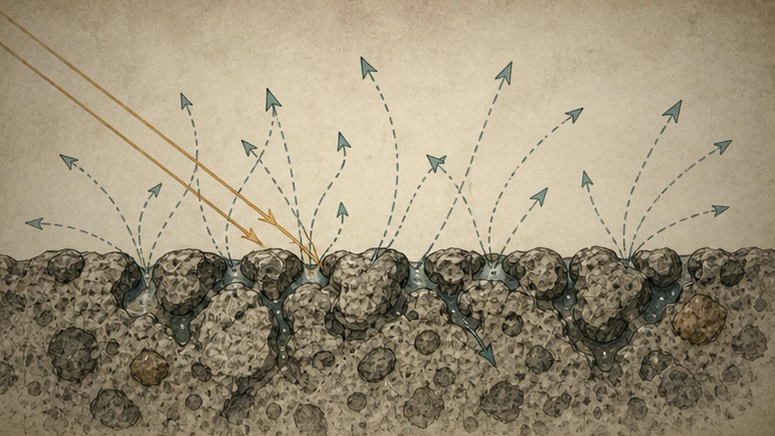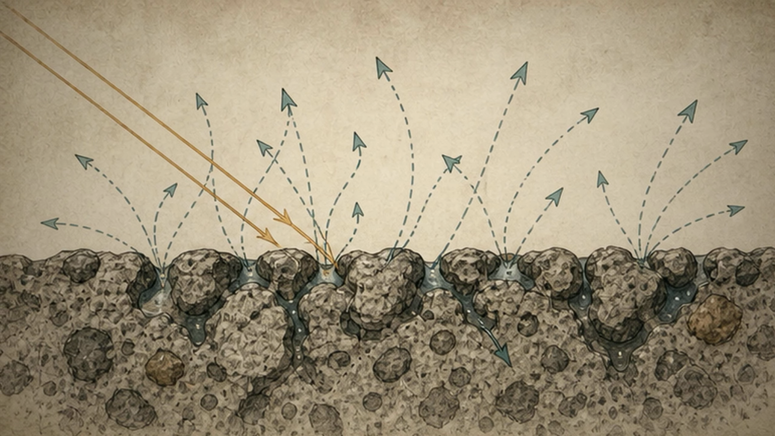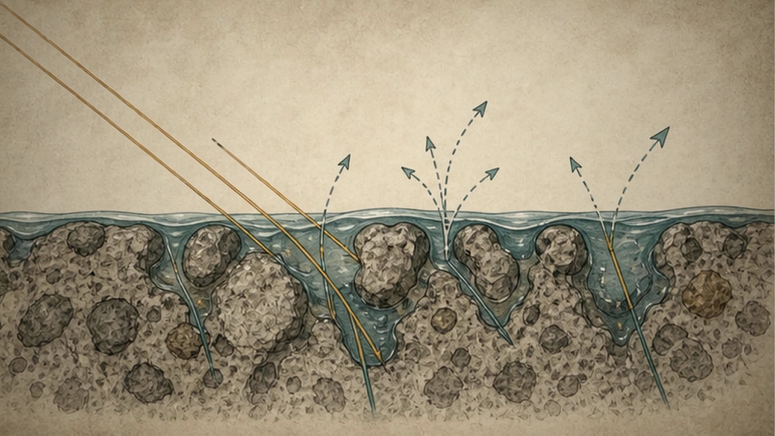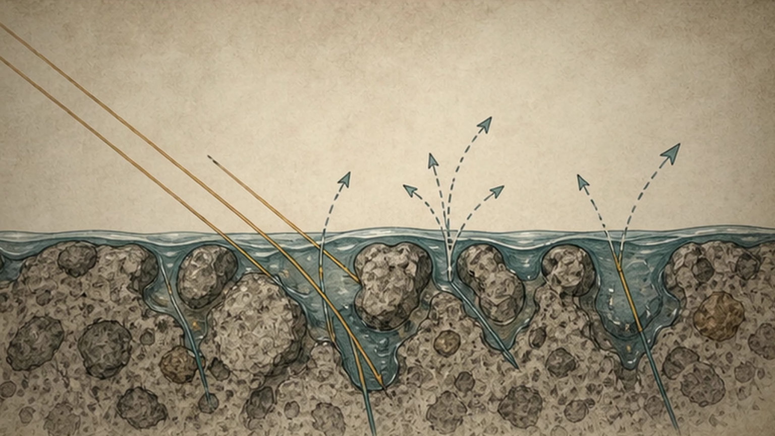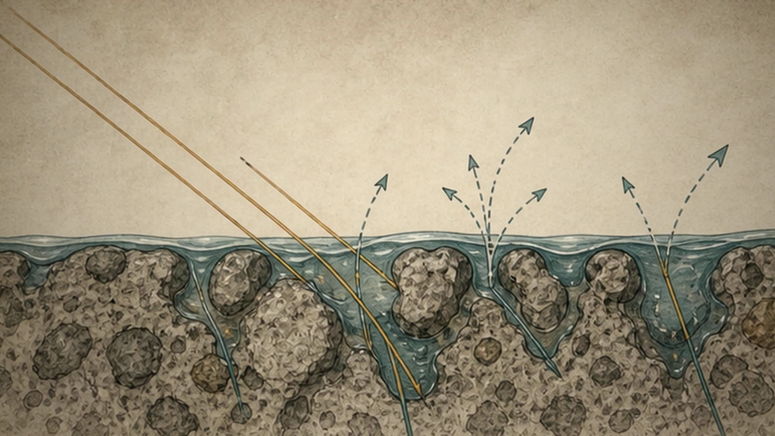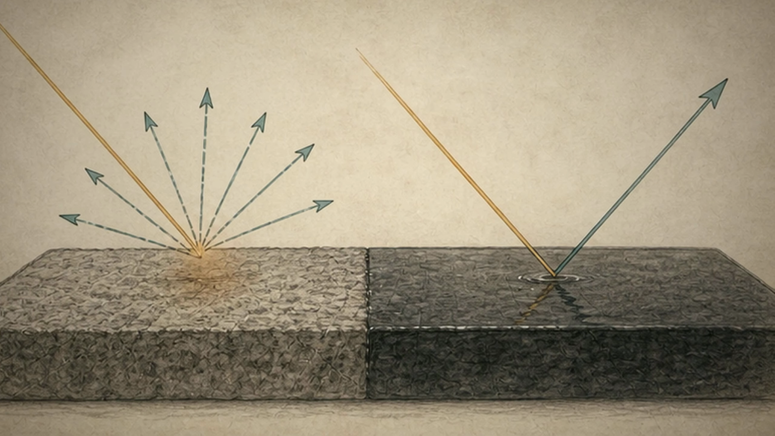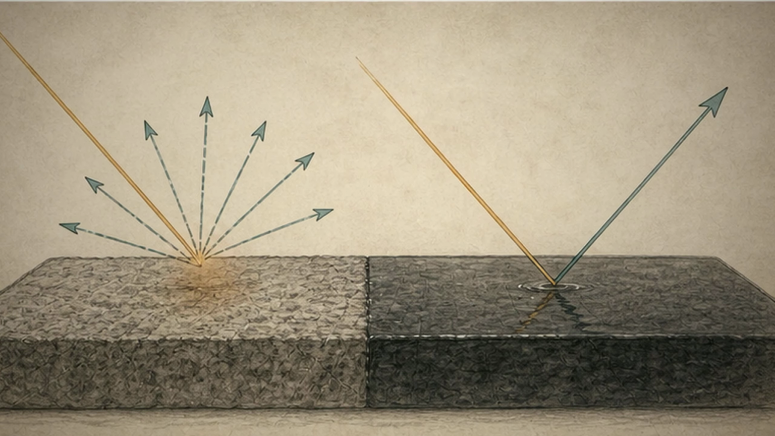Headlights that once scattered broadly from dry roughness can be redirected by the water film. Some of their light travels away from the driver, while another narrow portion creates intense glare at particular angles. This is why wet road markings can become harder to see.